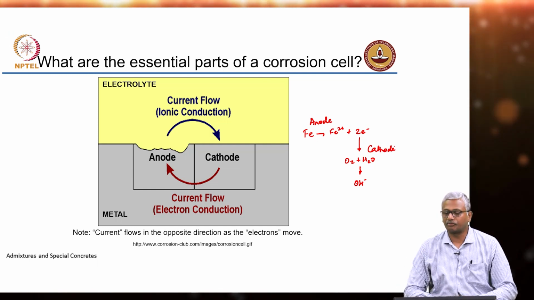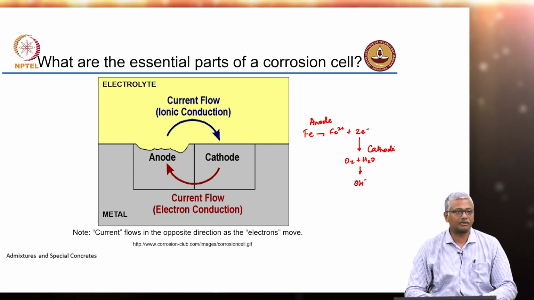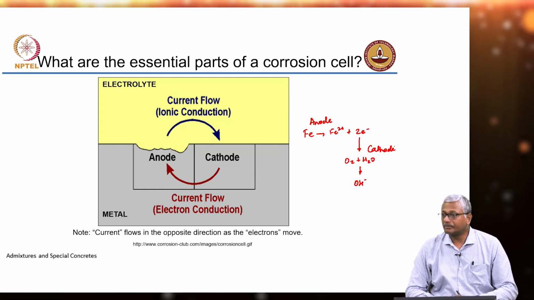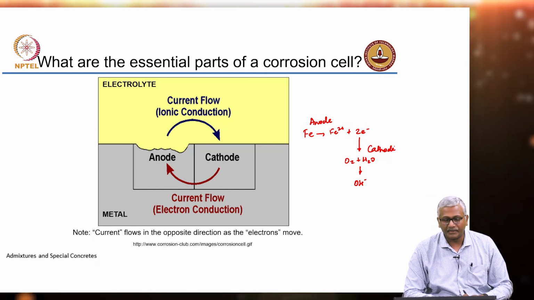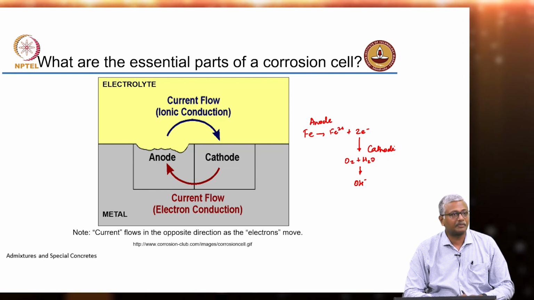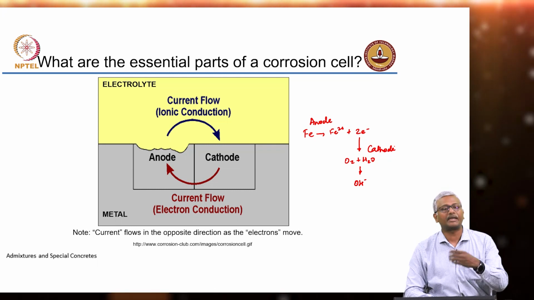So, there is a flow of electrons that happens, which indicates the conduction offered by the electrons. Typically, the current flow with respect to conduction is in the direction opposite to the flow of the electrons, and then there is an ionic conduction that happens, right. And this conduction of the ions has to happen in the electrolyte.